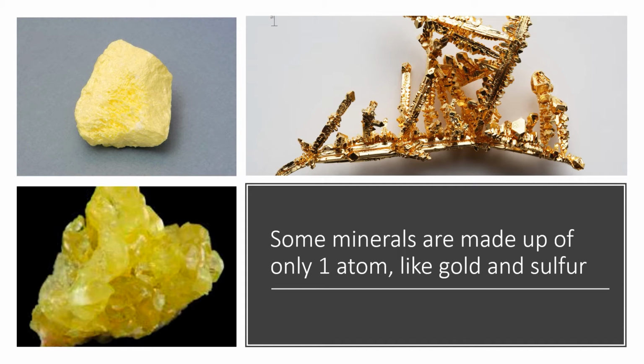And on the left, we have two different types of sulfur. One is more crystalline, and the other one looks more like just powder that's been compressed into a big piece. So on the top, we see that this is what we call a massive piece of sulfur, whereas on the bottom, we can figure out some sort of crystalline form.